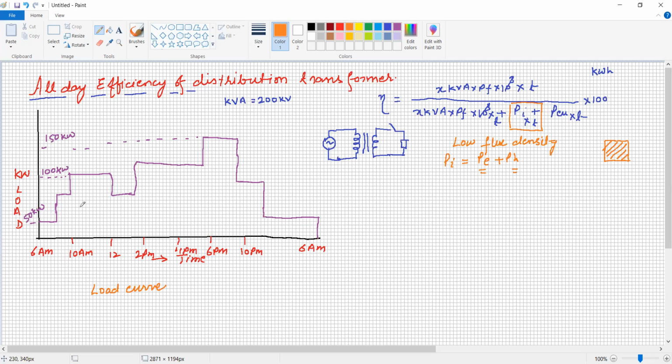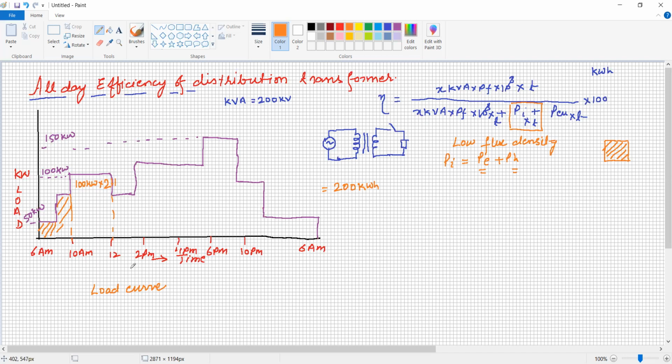So what is the area under the load curve? Suppose I'm going to calculate the area under the total load curve. For example, from 10 to 12, this is 2 hours, and the kilowatt is 100. So 100 kilowatt multiplied by time, 10 to 12, 2 hours. So it becomes 100 into 2, which is 200 kilowatt hours.